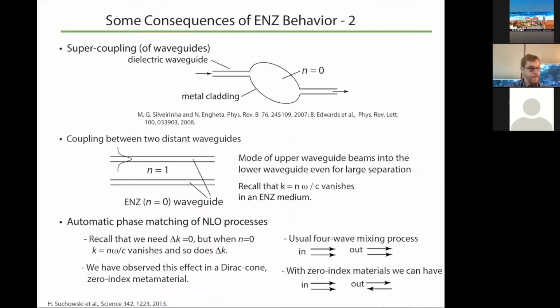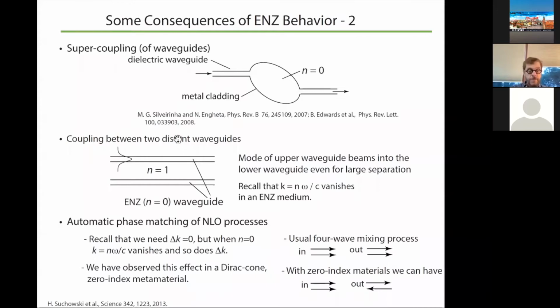Some other consequences are shown here. One of them is supercoupling of waveguides. So the idea is this: you have a region that is filled up with n equals 0 material. You put a metallic cladding on this material. You send light into this waveguide. The light will exit from this waveguide. I mean, there is no other place for the light to go except to exit in this direction here.